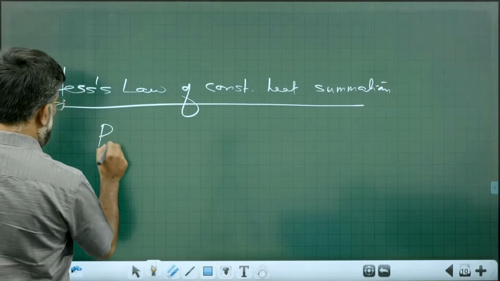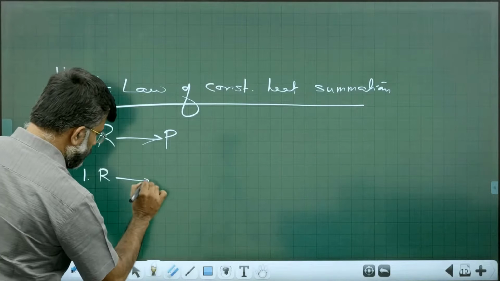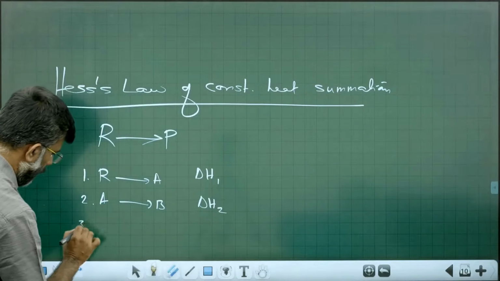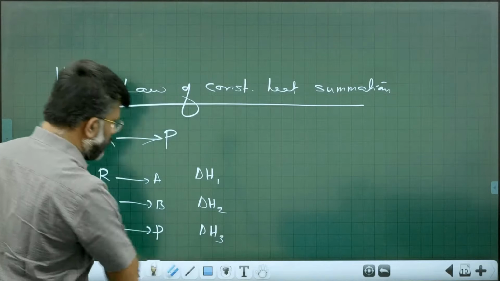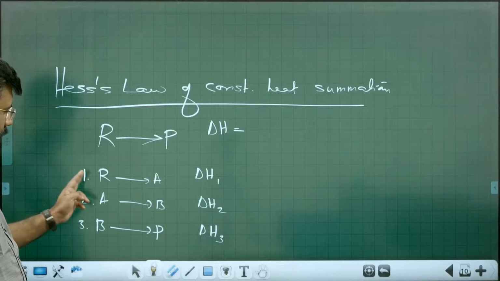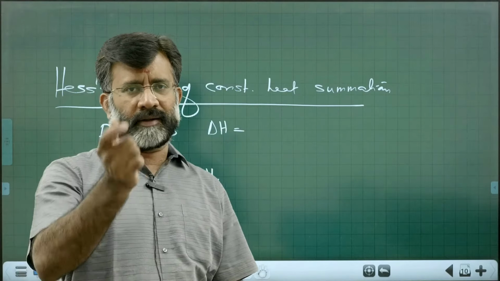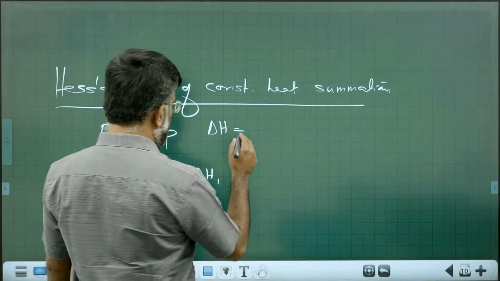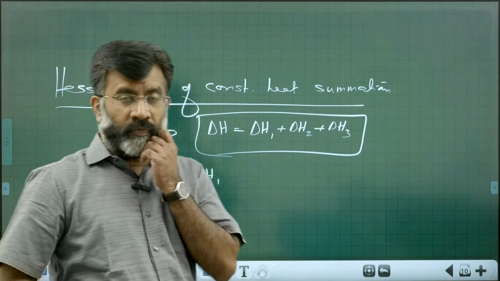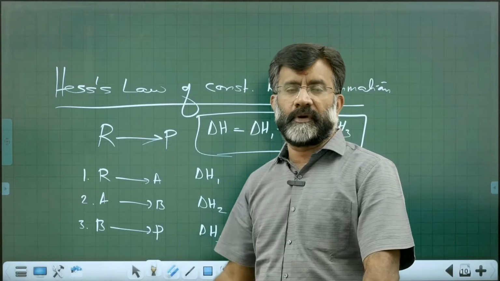For example, if you have a reaction R giving P, which is the overall reaction, a complex reaction happening in multiple steps. Step 1, R is first converted to A, with delta H1. Step 2, A is converted to B, with delta H2. And step 3, B is converted to the final product P, with delta H3. Then what is the overall delta H? You see, R is converted to P in 3 steps. The overall enthalpy is delta H1 plus delta H2 plus delta H3. So the enthalpy of the overall reaction is the sum of enthalpies of the individual steps into which the overall reaction can be subdivided.